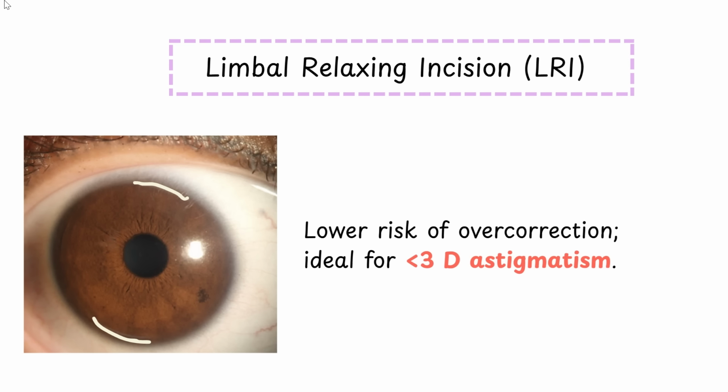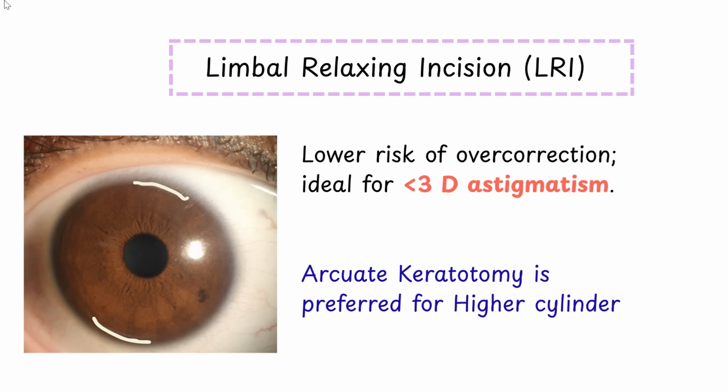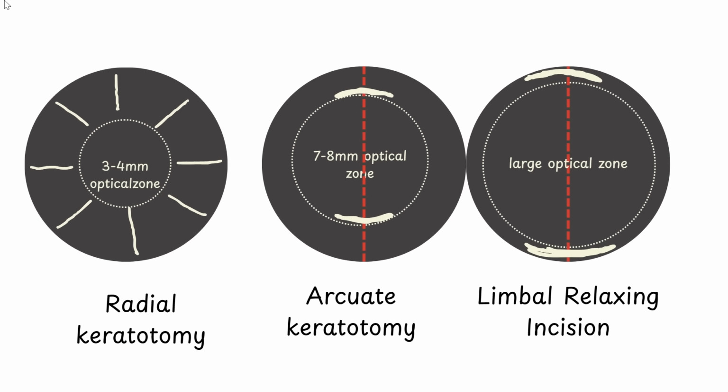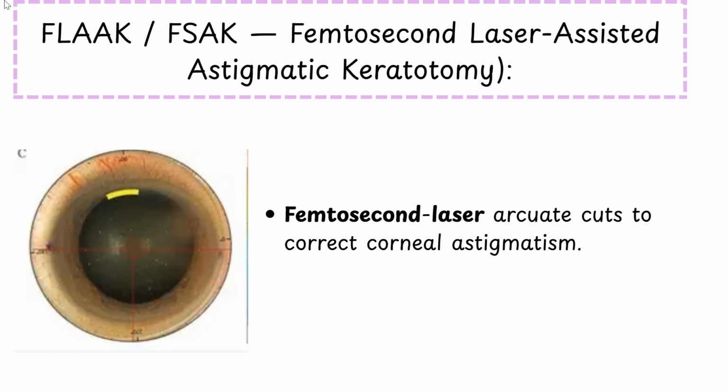These LRIs are best for astigmatism under 3 diopters, while arcuate keratotomy is preferred for higher cylinders and post-keratoplasty cases. So we discussed radial keratotomy, which is a historical procedure for myopia, and then we discussed LRIs and arcuate keratotomies, which are the procedures for astigmatism.